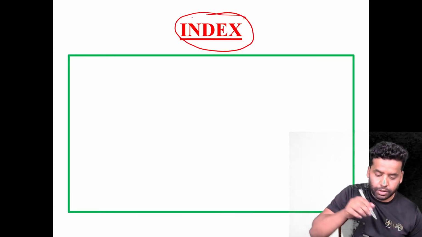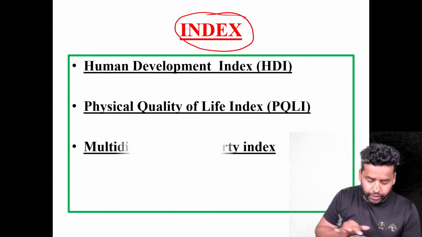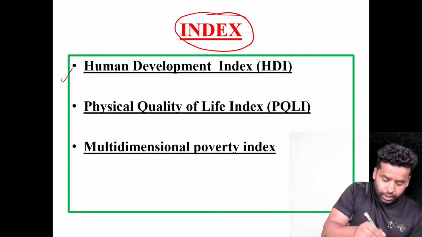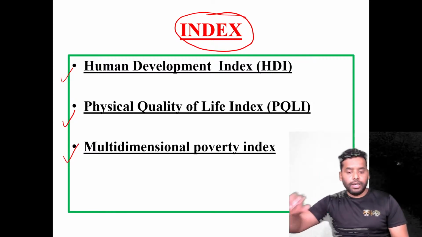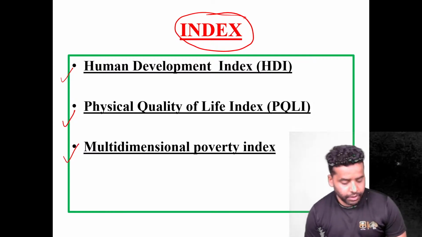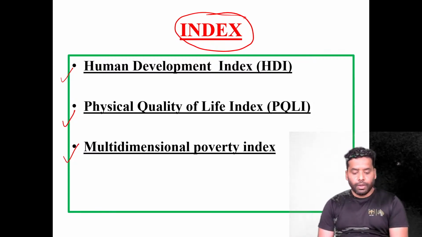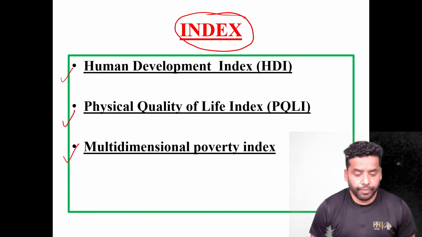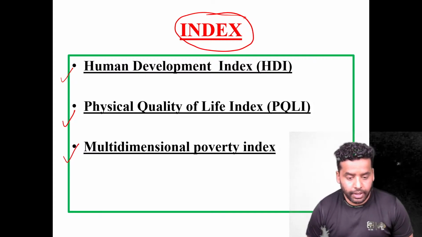One topic before the break, write this down, very important. Index, a combination of indicators. We are using three things in this which are important for you: Human Development Index, PQLI and Multidimensional Poverty Index. Write the words 1, 2, 3. Human Development Index, Physical Quality of Life Index, and Multidimensional Poverty Index.